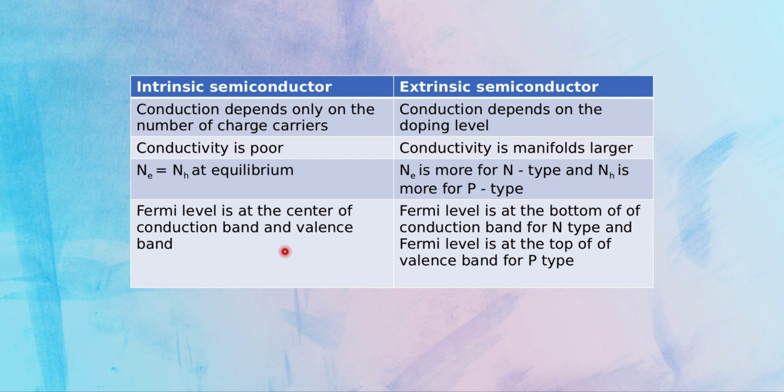There's one more concept called the Fermi level or the Fermi energy. This is the thermodynamic work that is required to add an extra electron to the body. The Fermi level is at the center of the conduction and valence band for an intrinsic semiconductor. But for an extrinsic semiconductor, the Fermi level varies with p-type and n-type. For an n-type semiconductor, the Fermi level is just below the conduction band, and for a p-type, the Fermi level is just above the valence band.